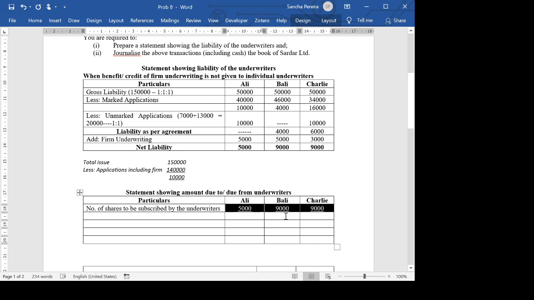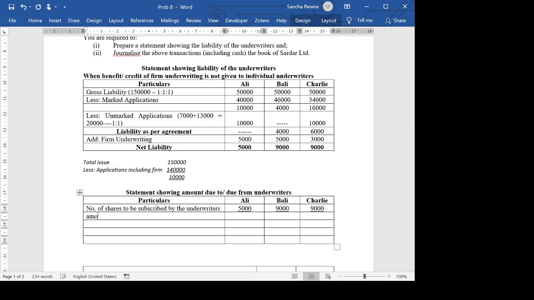Okay, so number of shares to be subscribed: 5,000, 9,000, 9,000. I close this because from here onwards we start in rupees. It's an amount. This is just the number of shares, but from here onwards it's going to be in rupees. So the next thing that we check is how much is payable on application.